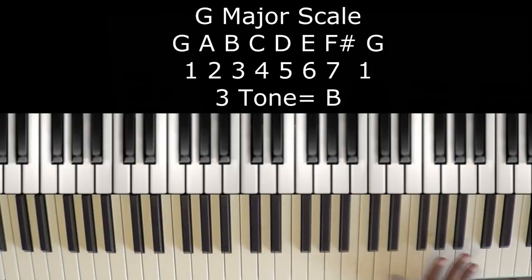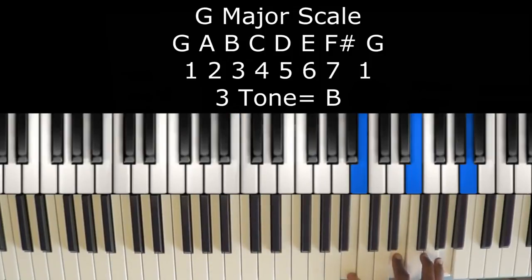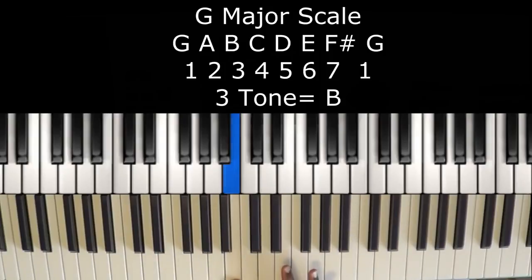You have to know all your scales to understand theory. The more you know your scales, the better music will be for you, okay? So the third tone of G is B. 1, 2, 3, okay? So that's the first note of that chord. So that's the first note.